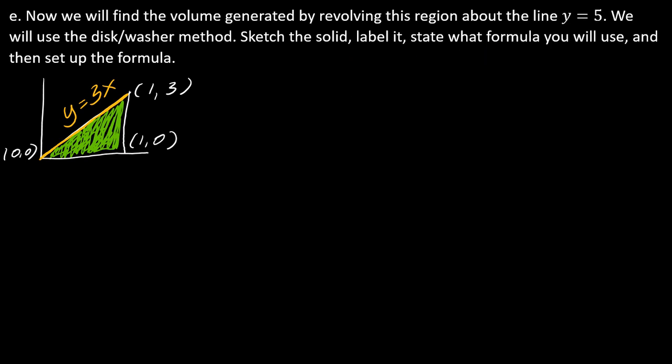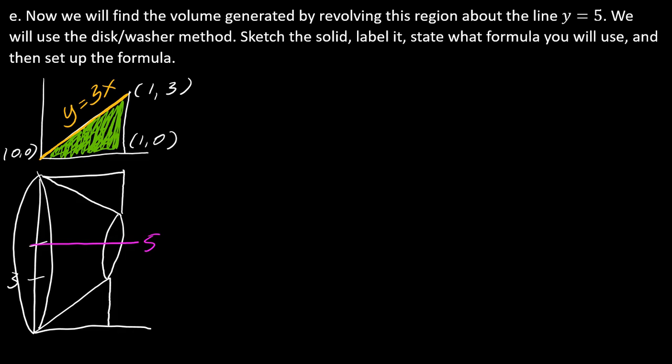Okay, so now we're going to revolve about the line y equals 5. All right, so now the line y equals 5 is going to be above my solid, right? So here is a loose sketch. So I've got my triangle, here's the line y equals 5. So I literally just take this and I fold it over and I reflect it.